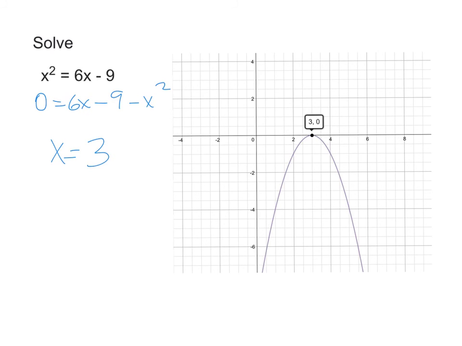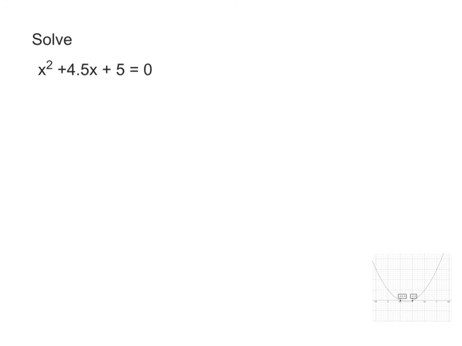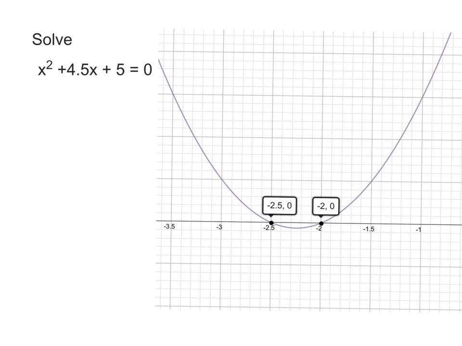I have one more here that I want you to try, which is this one, x squared plus 4.5x plus 5 equals 0. So this one, when you graph that related function, at first glance it looks like there's only one x-intercept, but when you zoom in on where the x-intercepts are, you can see that there are actually two. So just be careful of that when you're solving graphically. We have x equals negative 2.5 or x equals negative 2, and both of those values will satisfy that equation.